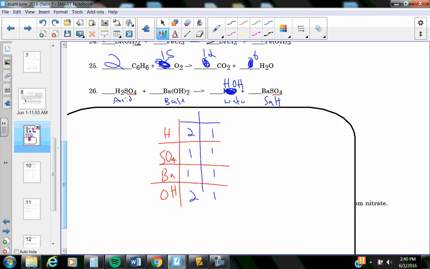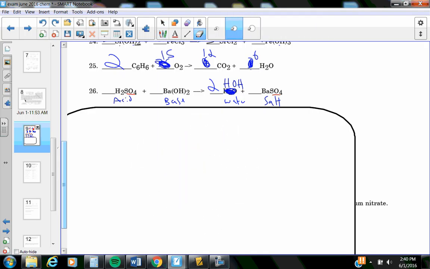So what doesn't fit? The only thing that doesn't match then is the HOH, the H's and the OH's on the right side. They're linked together. Put a 2 there. That'll fix this to 2, this to 2. That one is now balanced. That's an acid-base neutralization. We just didn't know that at the time.